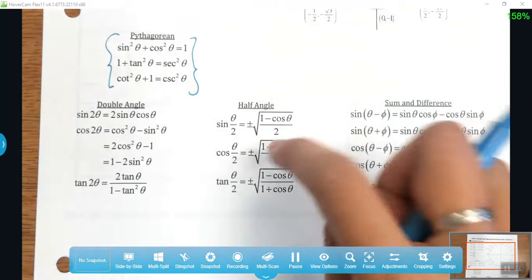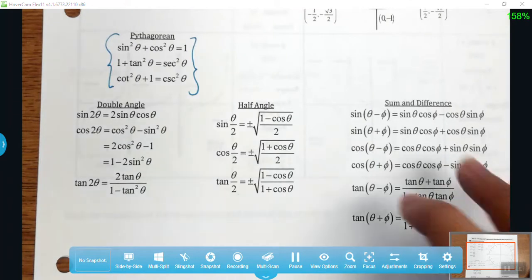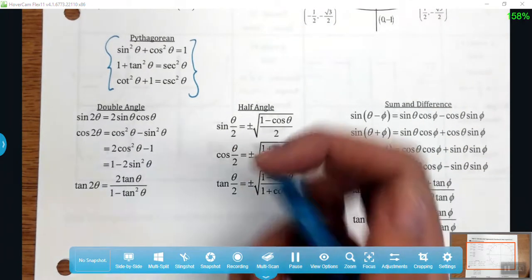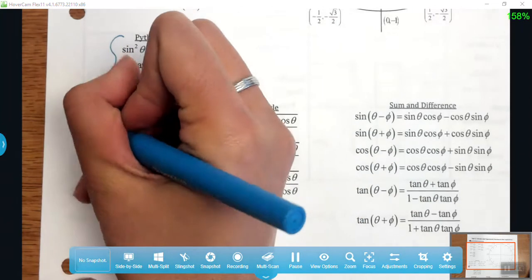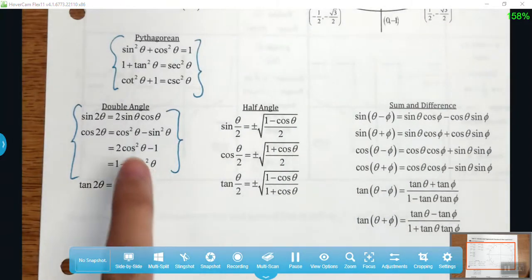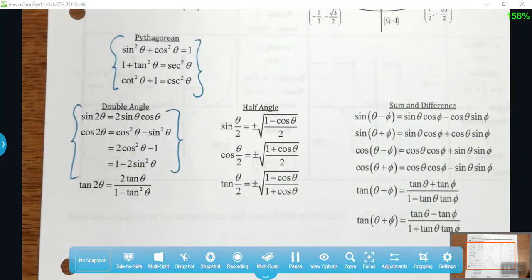And then you've got these double angles, half angles, and sum and difference. Now, these you will probably never see. These you see, maybe not tangent, but sine and cosine you see. Cosine you'll definitely see when we get to the polars unit. But not really right now. Half angle and sum and difference are not as important. Okay? So remember those, and then you should be good to go.